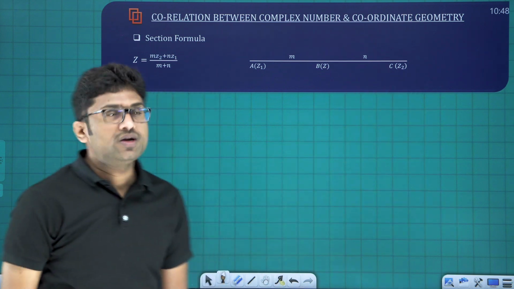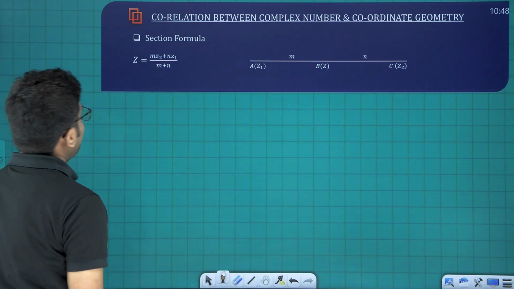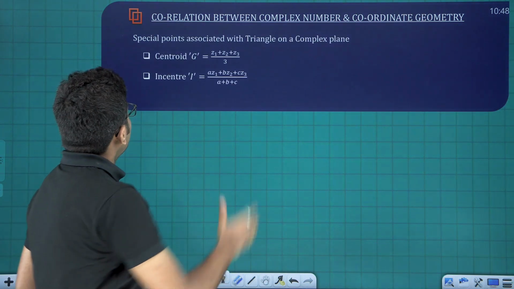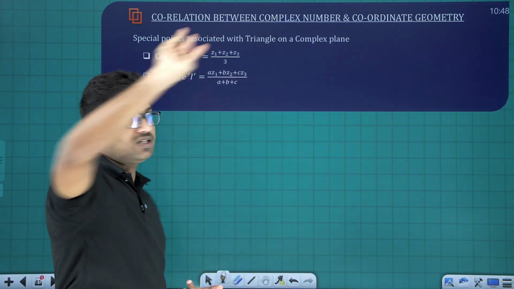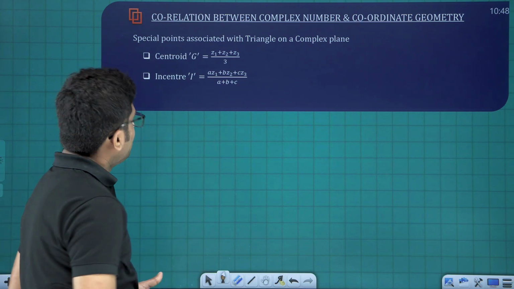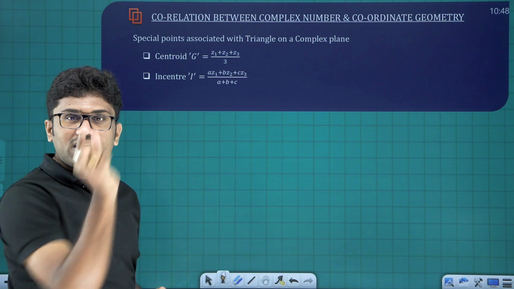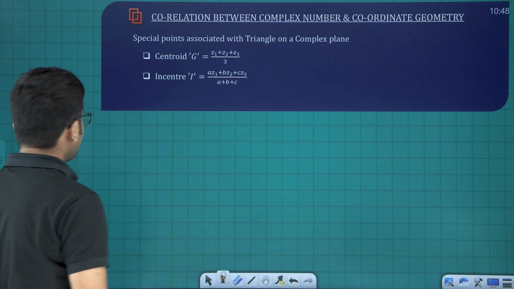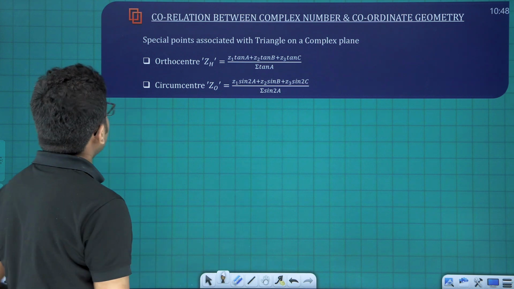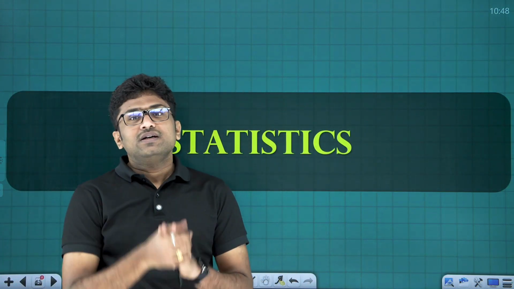Next, section formula as usual: if there is a complex number Z dividing Z1 and Z2 in the ratio m is to n, then Z is given as (m Z2 plus n Z1) divided by (m plus n). Centroid is (Z1 plus Z2 plus Z3) by 3, when Z1, Z2, Z3 are the three vertices of a triangle. Incentre is (a Z1 plus b Z2 plus c Z3) divided by (a plus b plus c). All the formulae that we have in coordinate geometry, we can just correlate to complex numbers. Orthocentre, circumcentre.